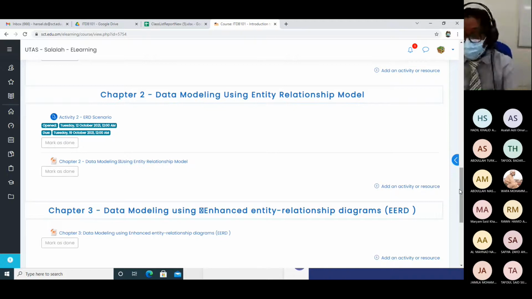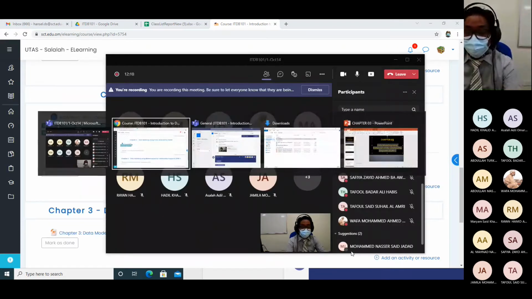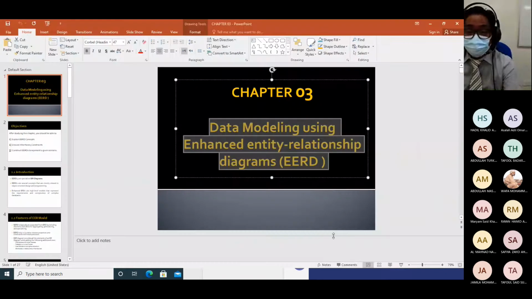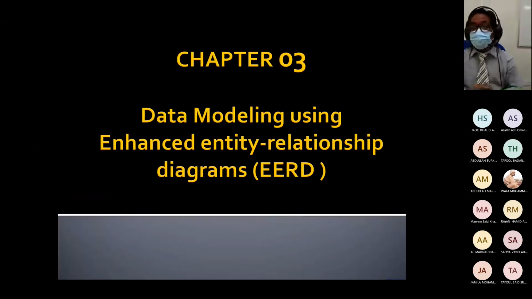Okay, so without further ado, let's just download this one. I think I have downloaded it already. Yes, oh, it's already open. Okay. And let's have an introduction about this chapter 3, so that at least you have a fair idea what chapter 3 is.